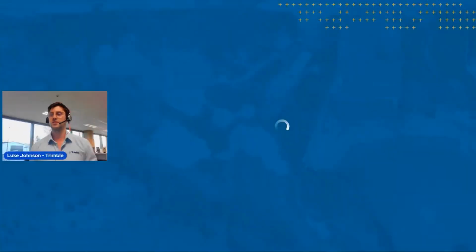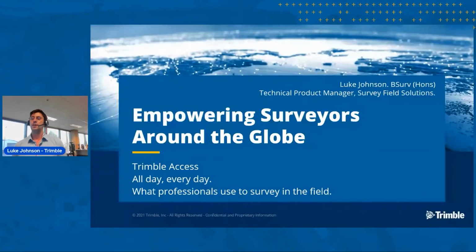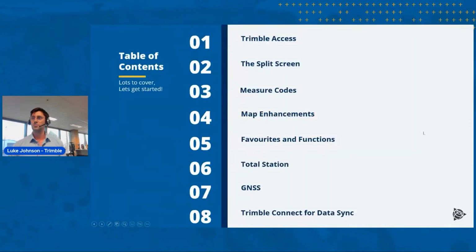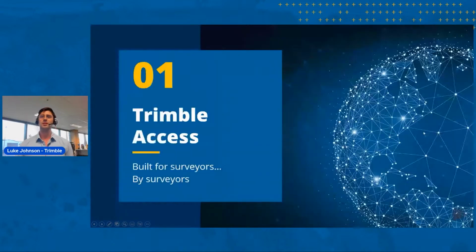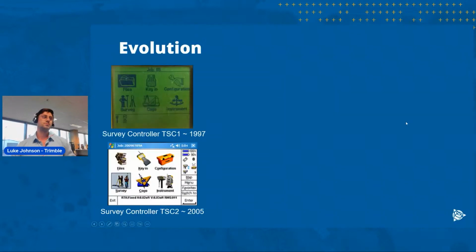So let's get started. This is my presentation here. We've got a lot to cover today, so I'll just get straight into it. Trimble Access is a field software built for surveyors by surveyors. Our team here, I'm in Christchurch, New Zealand, is made up of a lot of surveyors working hand in hand with software developers. Together we put together a really good application for surveyors to use.